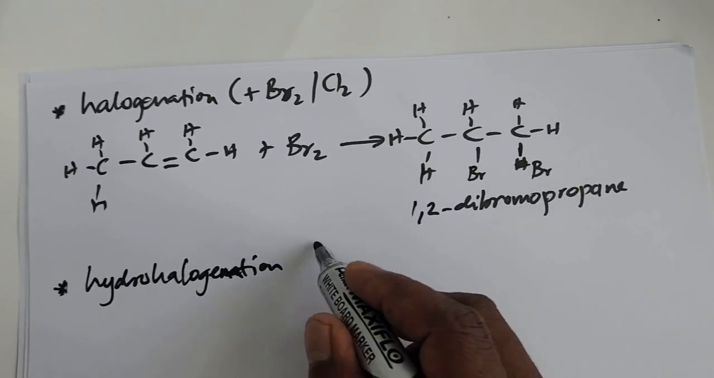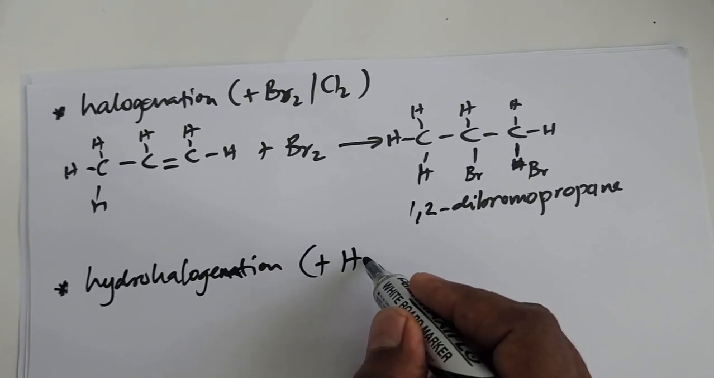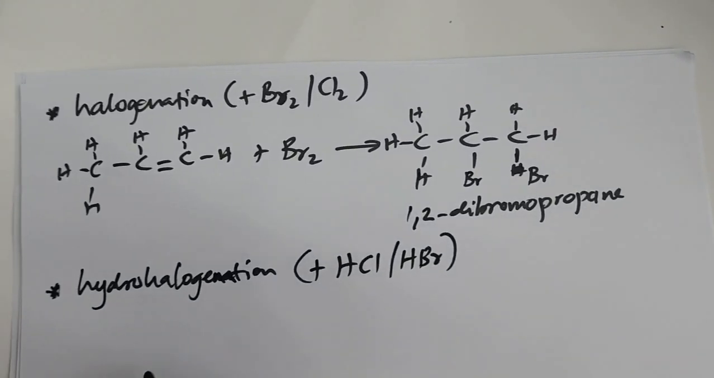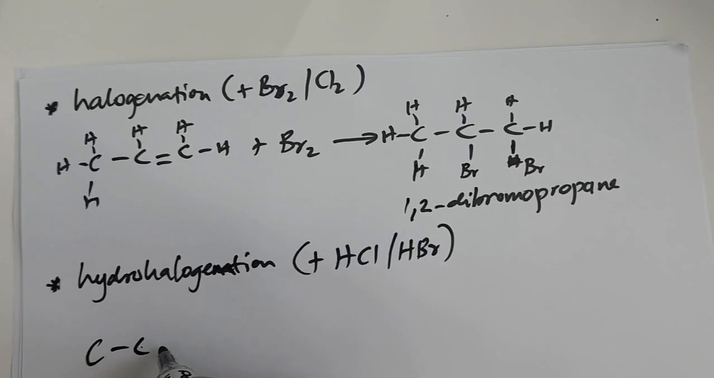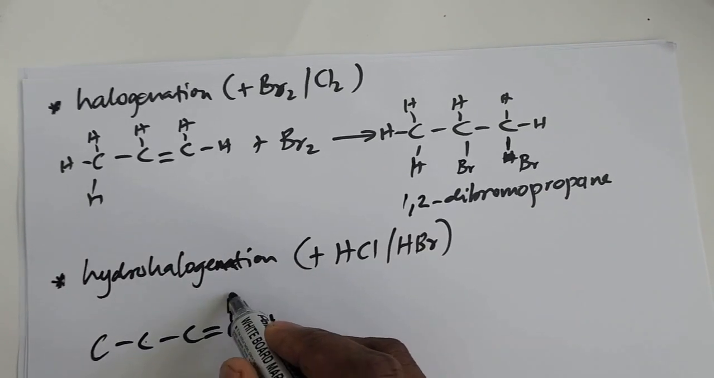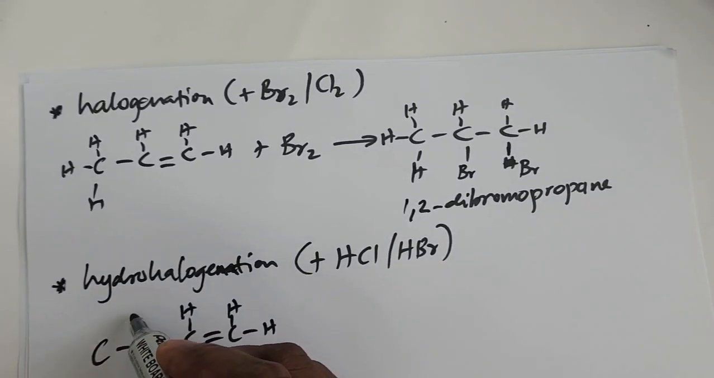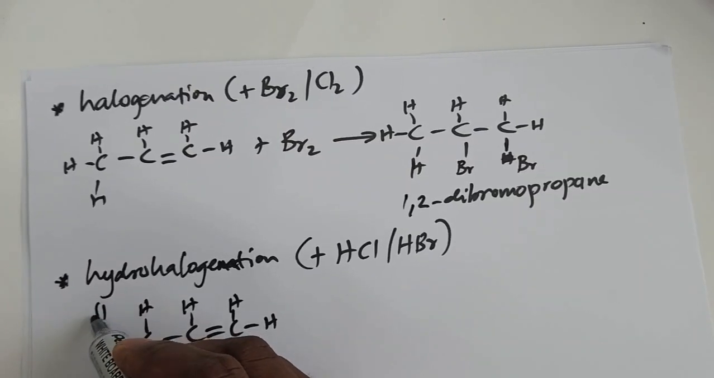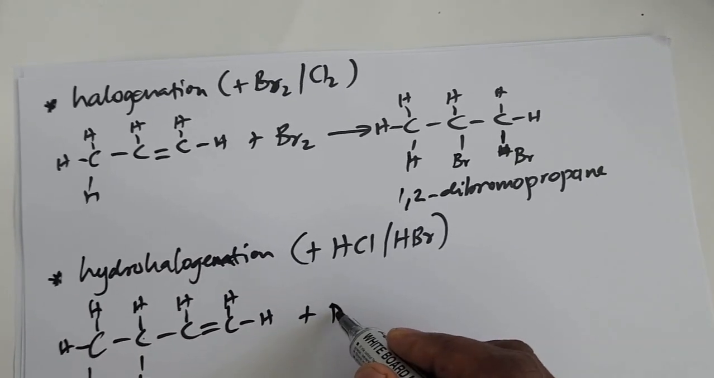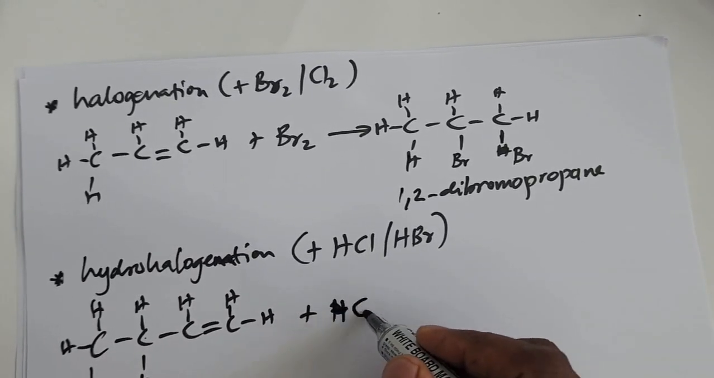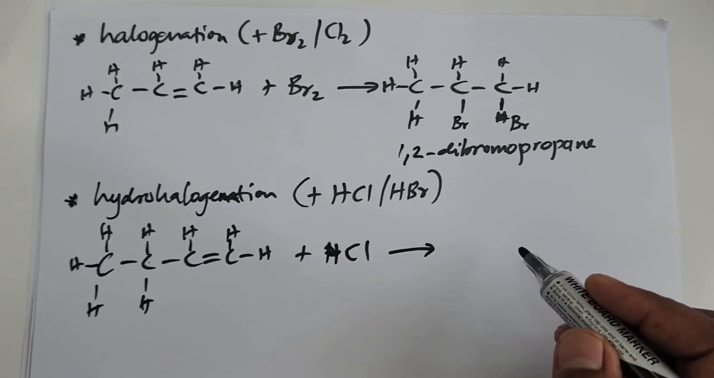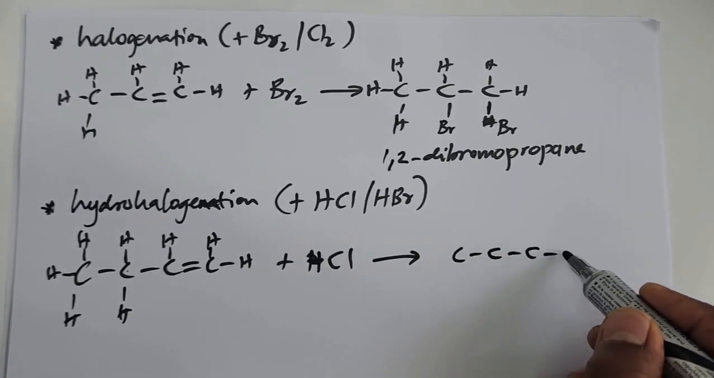Halogenation. We are adding hydrogen halides, HCl or HBr. So if we take the same, let's take but-1-ene, which will be the same as this one of propene. So this will be the case. Let's say we are using the same rule, and if this one is HCl, then we'll form a new product, with 4 bonds.